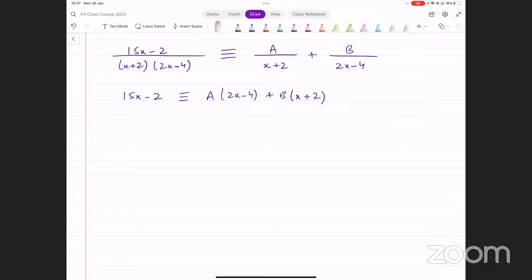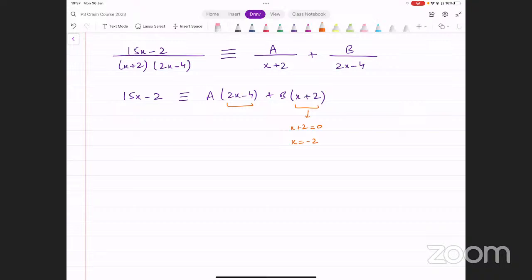How would that work? You're going to think about these brackets. And you're going to think about the values of x that would make these brackets equal to 0. For instance, this is x plus 2. How do I make this 0? x plus 2 equal to 0. When is that possible? When the value of x is minus 2.